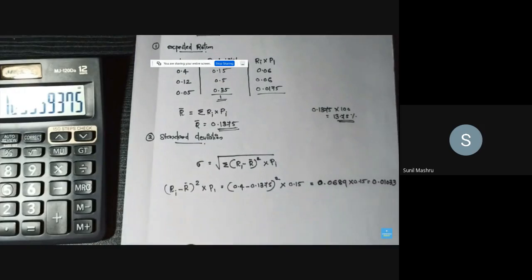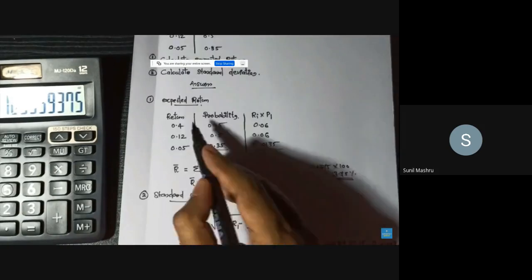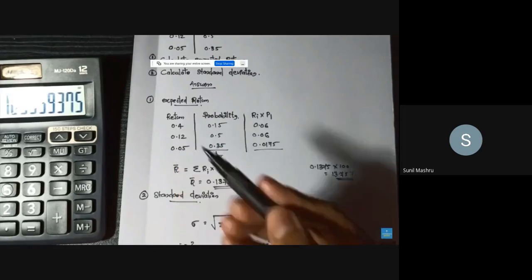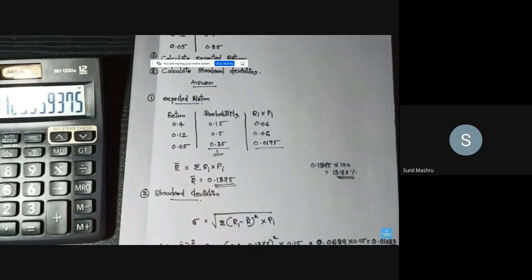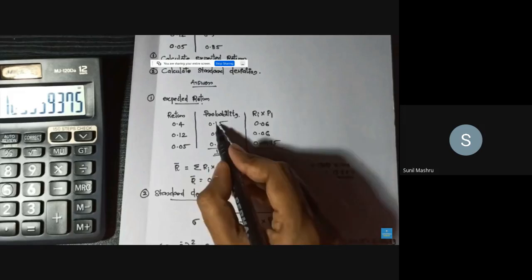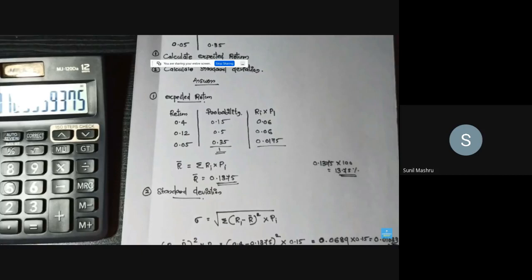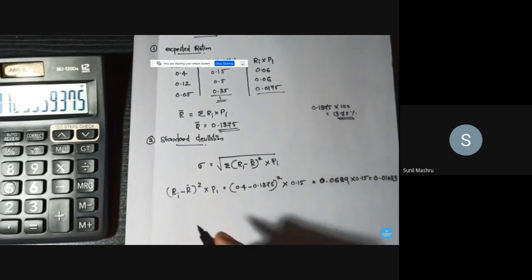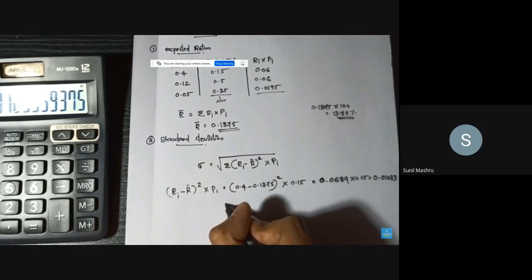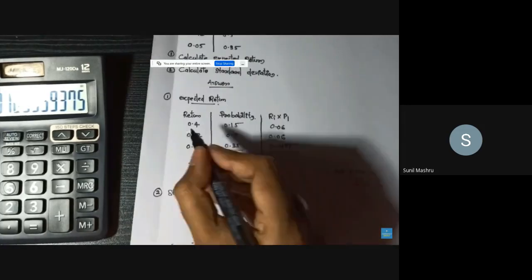So how we find this: we subtract R bar from Ri. R bar means expected return, and Ri is the first return, that is 0.4. So 0.4 minus 0.1375, the expected return, and we find the square of that, and multiply by the first probability, that is 0.15, and we get the answer 0.01033, right?